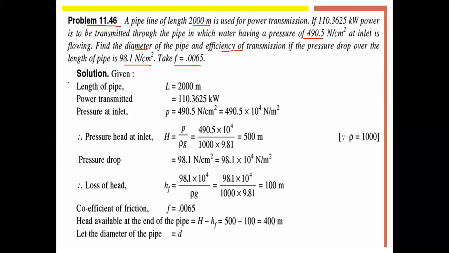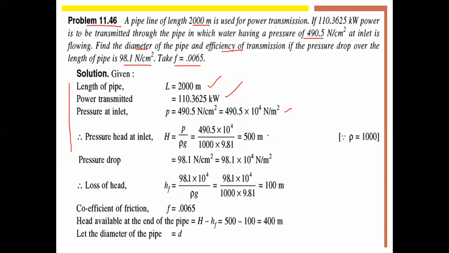Now taking the given data, what is the length of the pipe? Capital L is equal to 2000 meters. And what is the power transmission? P in kilowatts: P is equal to 110.3625 kilowatts. Then what is the pressure at the inlet? Pressure at the inlet P is equal to 490.5 Newton per centimeter square, that is 490.5 into 10 to the power of 4 Newton per meter square.